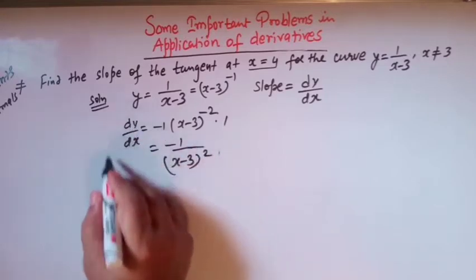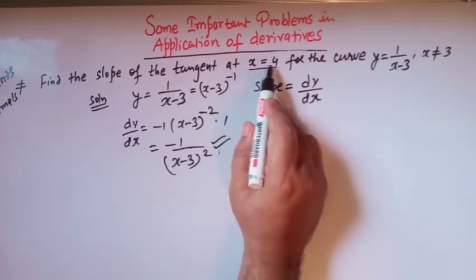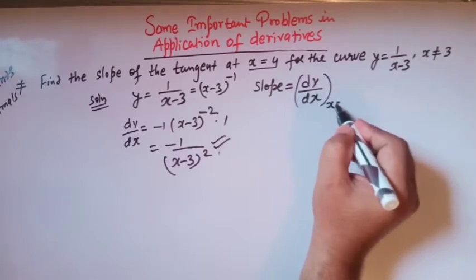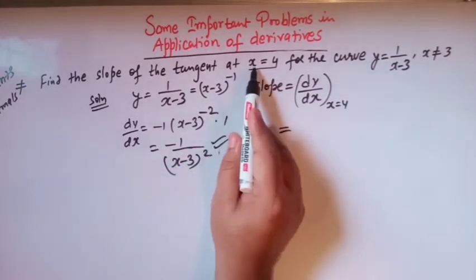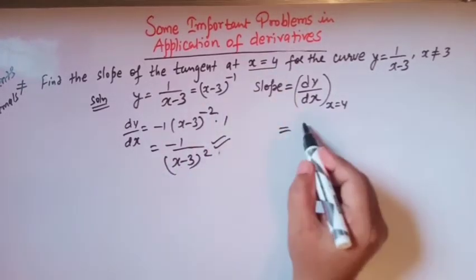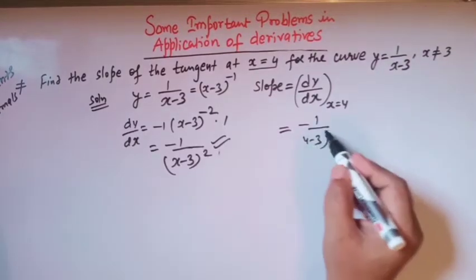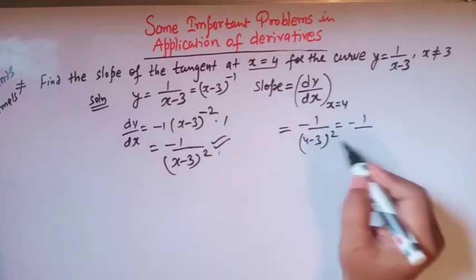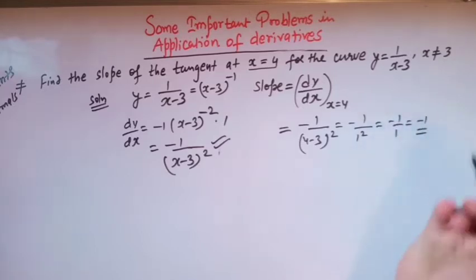So yes, this is the slope of the tangent, and we have to find the slope at x equal to 4. So we'll substitute the value of x as 4 in this expression, that is minus 1 over 4 minus 3 square. So we have minus 1, and 4 minus 3 is 1, square, that is minus 1 over 1, that is minus 1. So this is the required slope.